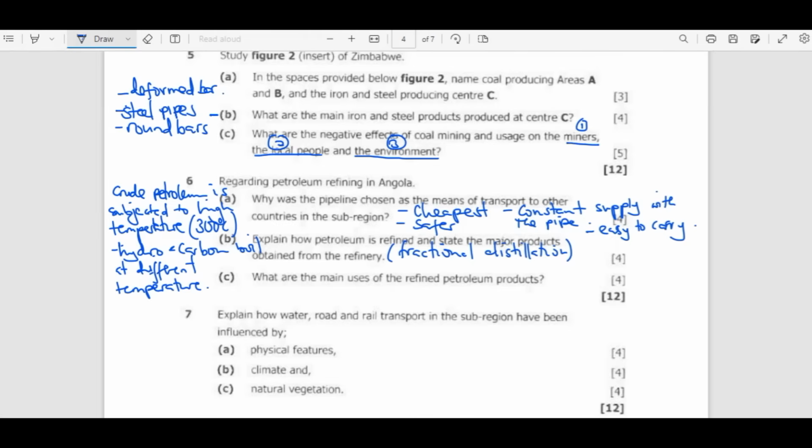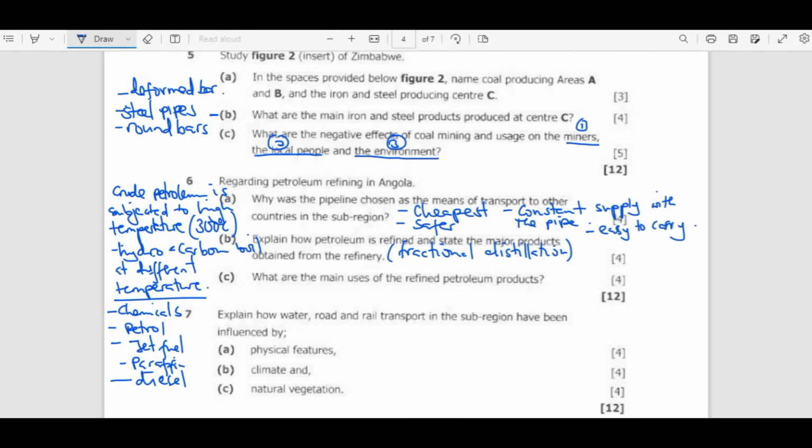And then let us look at those chemicals that are produced from them. So major products, we are saying chemicals. And then what else apart from that? So we have petrol. And then apart from petrol, we have jet fuel. And then apart from jet fuel, paraffin. And then apart from paraffin, also diesel is produced. Okay, let us move to C.